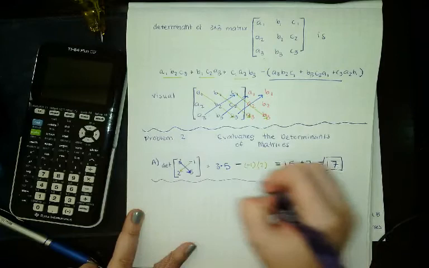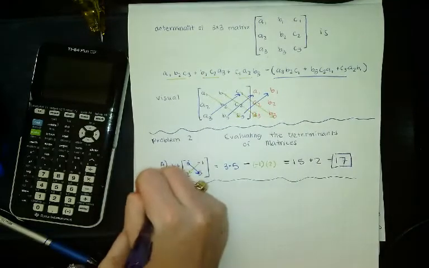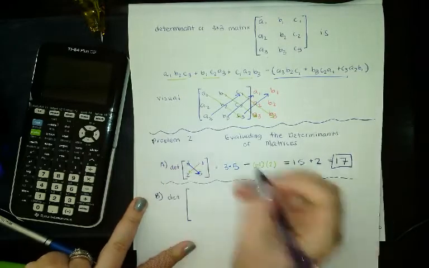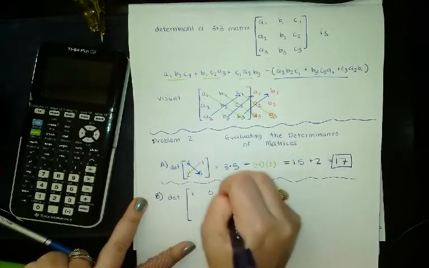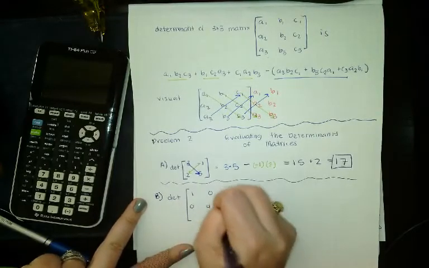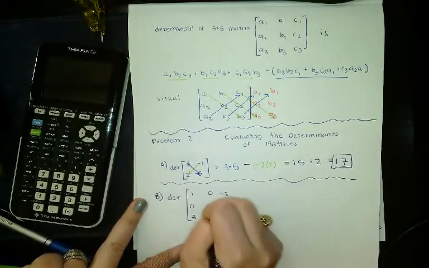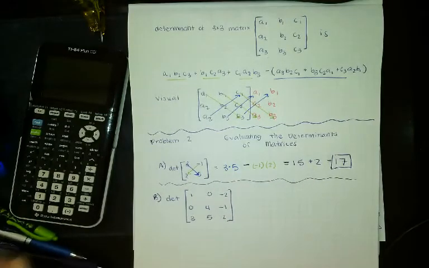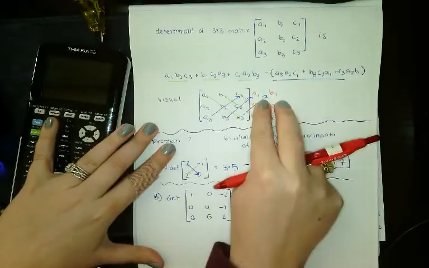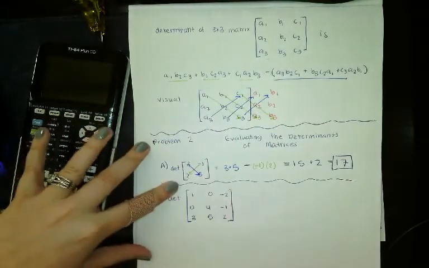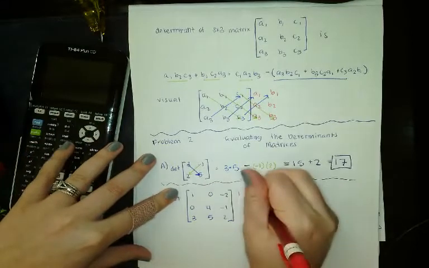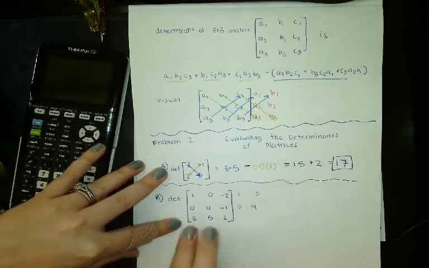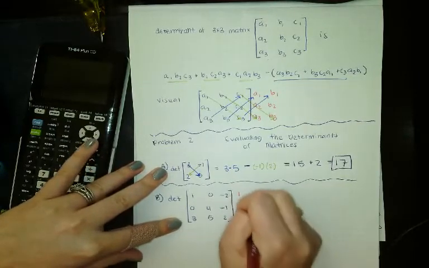Okay, so let's do B. I want the determinant of a 3 by 3, which is 1, 0, -2, 0, 4, -1, 3, 5, 2. Before I even start this, I'm going to set it up where I take these two terms and put them over here. So I get a 1, a 0, then 0 and a 4, and a 3 and a 5.